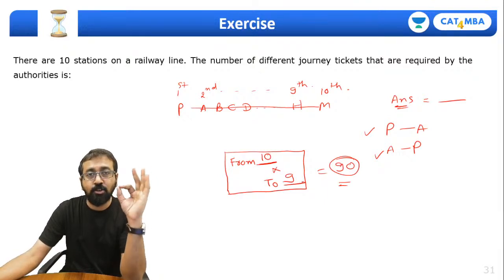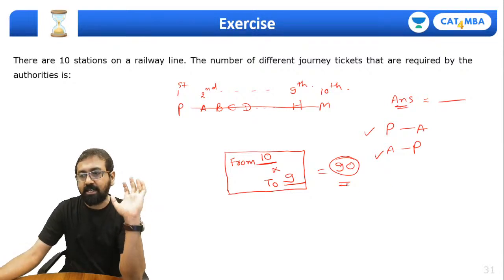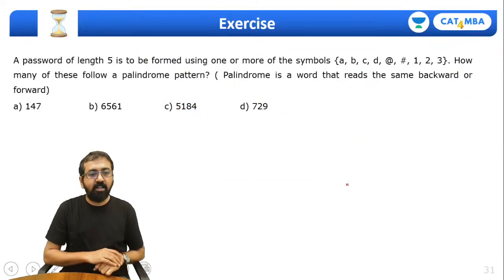So this is a case of permutation. Order matters. Pune to Mumbai, Mumbai to Pune is different, right? So answer will be 90. I hope all of you have understood. Okay, let's go ahead, guys.